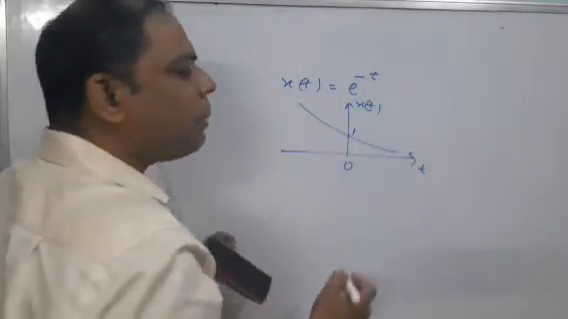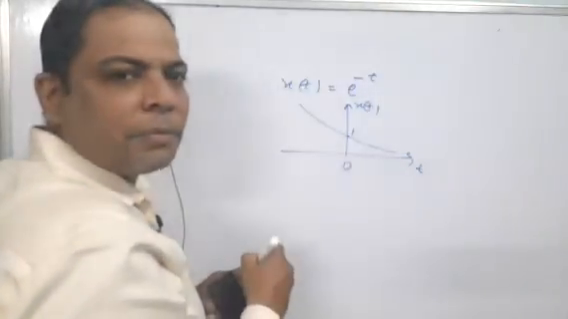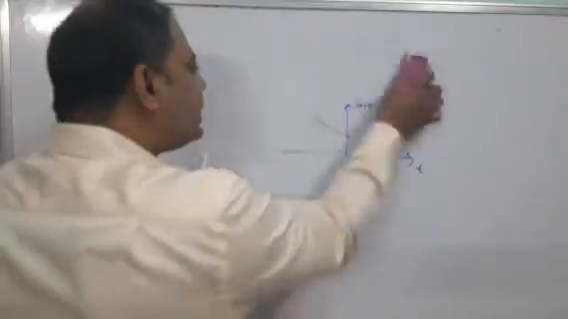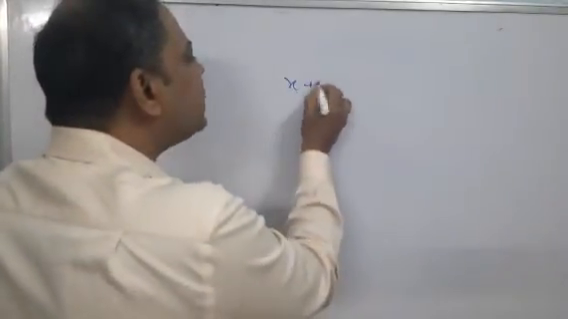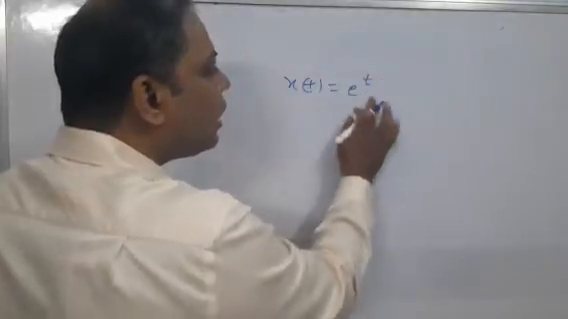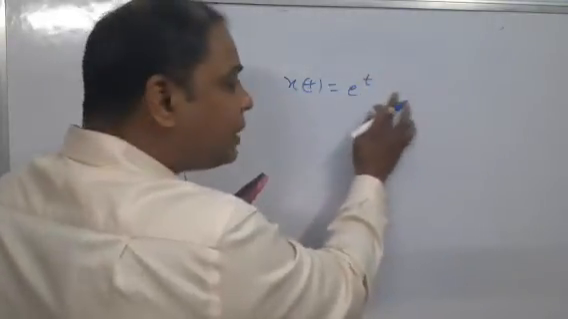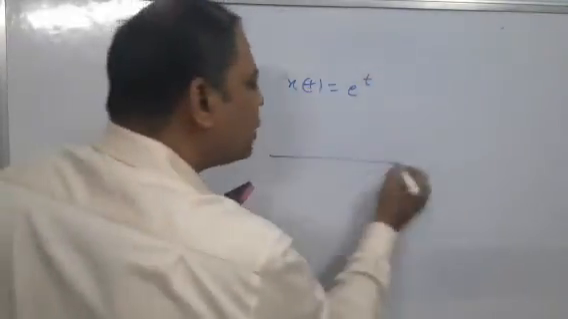x(t) is equal to e to the minus t. This type of plot you find. Now let us discuss another signal, x(t) is equal to e to the power t. Here the t range is not given. That means you have to sketch for the entire time axis. So this is your time axis.